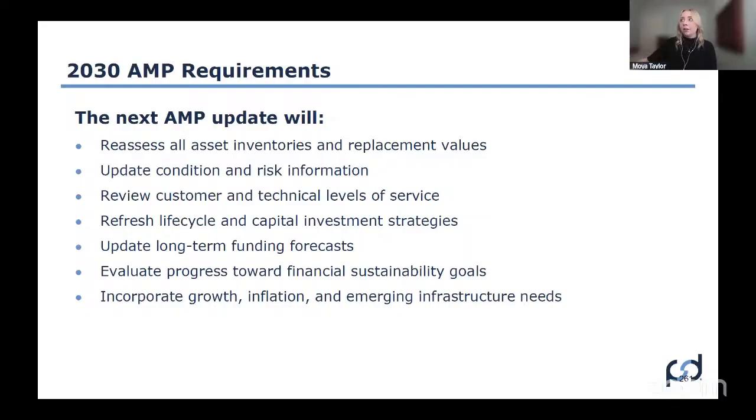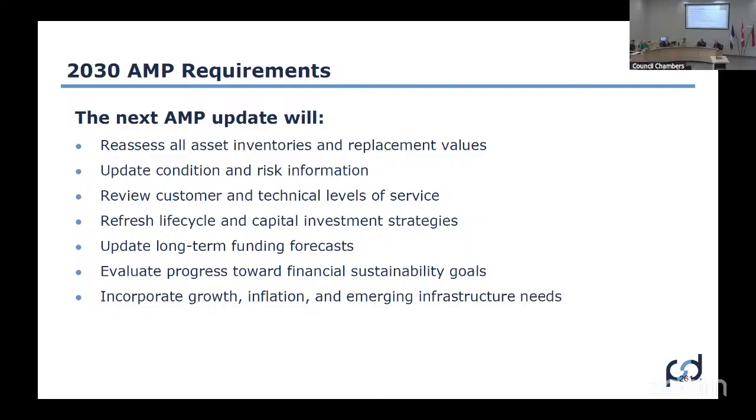Yeah, through you, Mayor, I'll just pull it up real quickly in your executive summary. In 2024, the 2024 AMP was based on 2022 year-end data. So it was 215 million, the asset total replacement cost from the 2024 AMP.